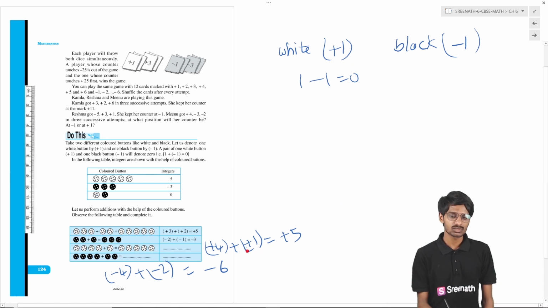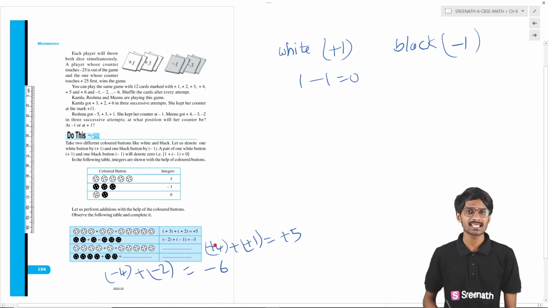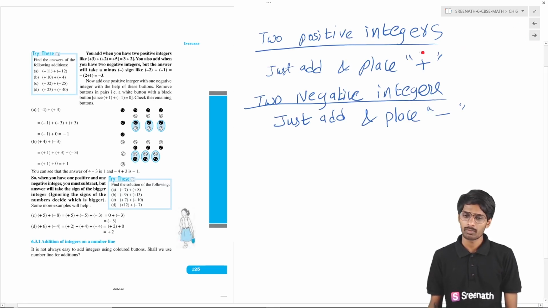So basically that's what we have done. Here, plus 4 plus plus 1, two positive integers, we are just adding them. 4 plus 1 is 5, keeping the plus symbol. And here two negative integers, just adding 4 plus 2 is 6, keeping the minus sign. That is the thing you have to remember.